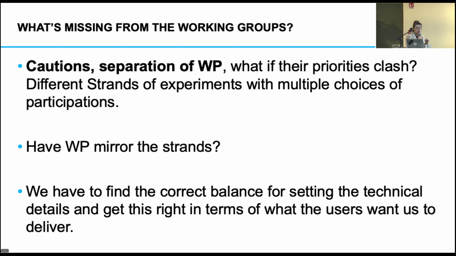In addition, one suggestion was to have the working groups mirror the strands, instead of the division I saw before. Also, we have to find the correct balance within these groups for the need to set the technical details. There have to be some very technical talks, and we also have to get it right what we are going to produce in terms of what the users need.